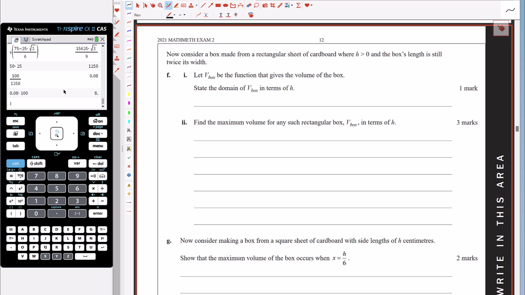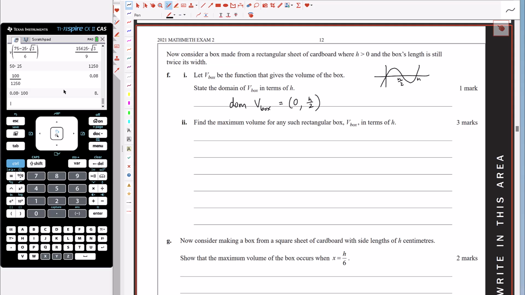Okay, so we're generalising our function now. So now instead of h being 25, h is now h. Okay, so my function will have x-intercepts at h and h on 2, and so therefore the domain of VBox is going to be from 0 to h on 2. Find the maximum volume in terms of h.